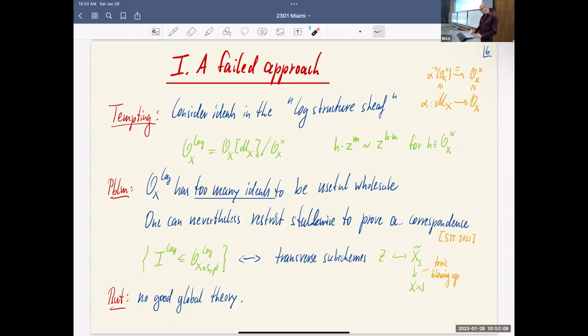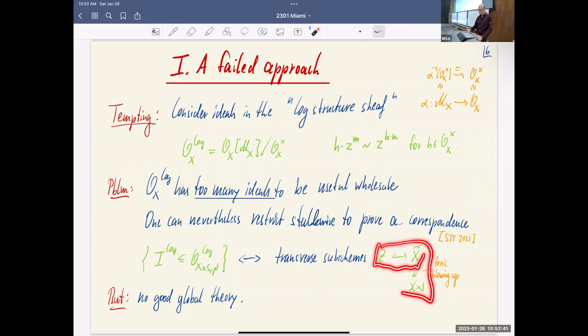But fiddling with the definition, we can't use all ideals. We can restrict the class of ideals we're looking at, and indeed we managed to prove that pointwise we get what we want. So pointwise in X, you can show that there's a class of ideals in here such that they correspond to transverse subschemes on toric blow-ups of your space, or log modifications.